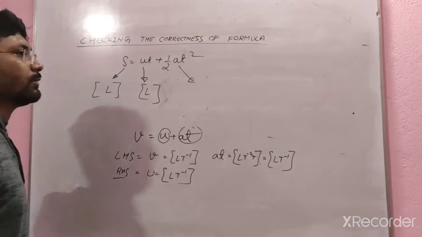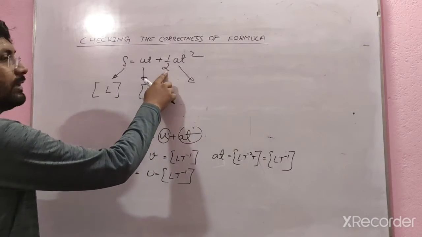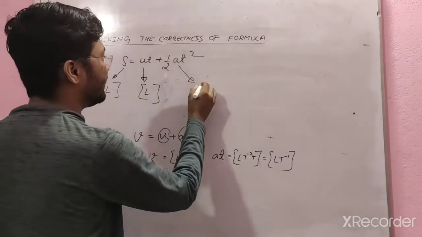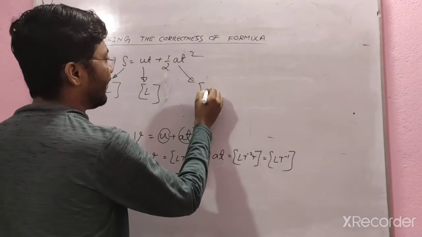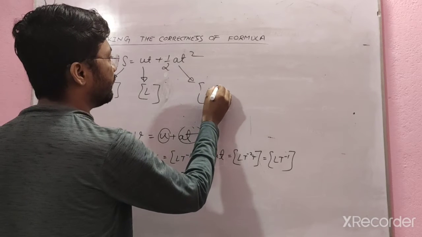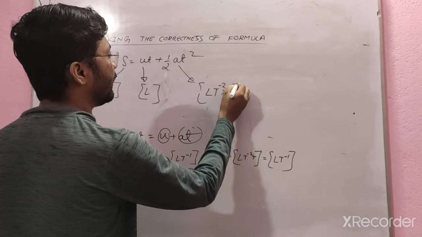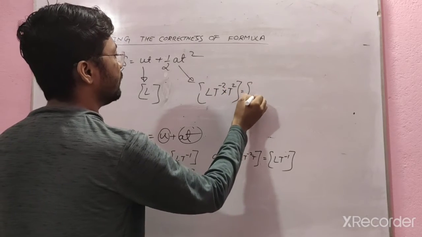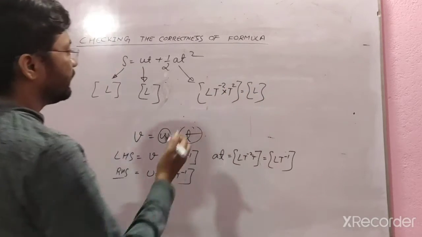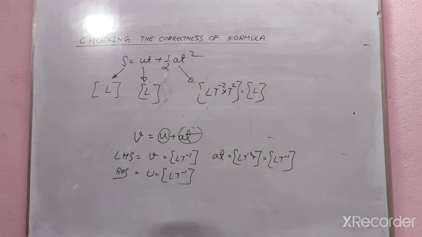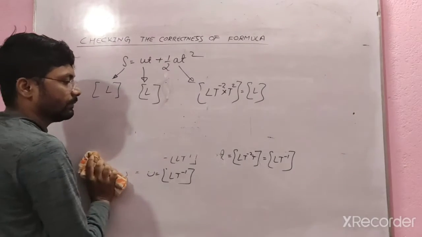Now half A T square. 1 by 2 is a constant, so it is dimensionless. The dimension of acceleration is L T minus 2 multiplied by time square, T to the power 2. So this is also L. So all of them are dimensionally correct. Now take one last example.